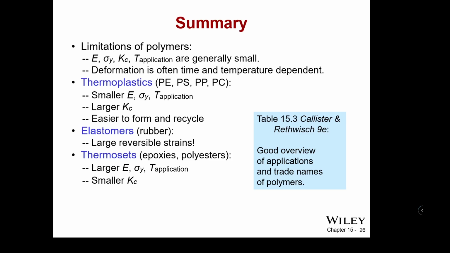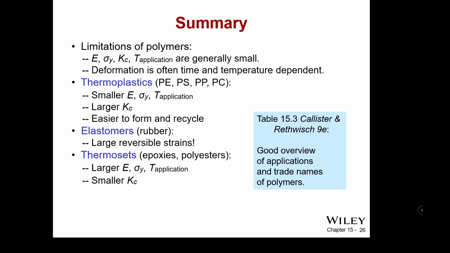Thermoplastics, polyethylene, polystyrene, polypropylene, polycarbonate, are less stiff. They are lower in overall yield stress. They're lower temperature applications. They are easier to form and recycle, so they are easier to make cheap stuff with, so they are more common. Polycarbonate is at the harder end, polyethylene at the softer end, and the other two are in the middle.